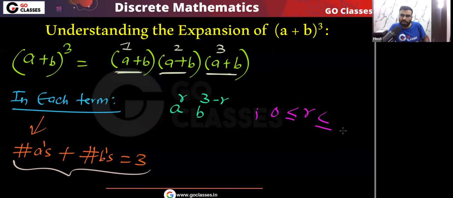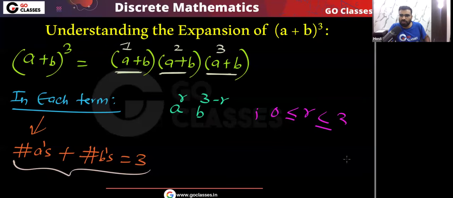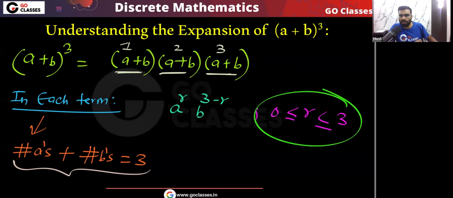What is the maximum value of R? All the factors can give you A, so the maximum value of R will be 3. So R will be 0 to 3, because the number of A's that you can get will be from 0 to 3. Either no factor will give you A, or all the factors can give you A. So this is the range of R.